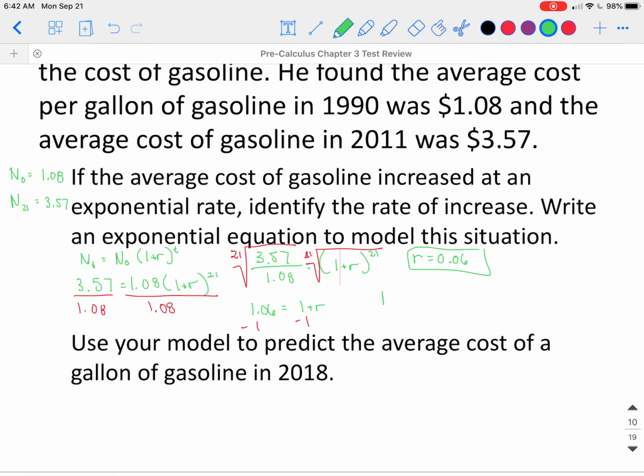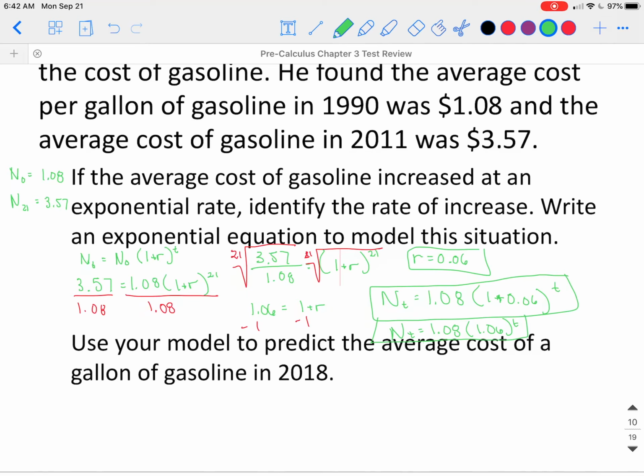Now we need to write the actual exponential equation. So we're going to plug that back in, and we're going to say n sub t is equal to n sub 0 times 1 plus r raised to the t power. You can leave it in this form, or if you want to simplify it and write it as n sub t is equal to 1.80 times 1.06 raised to the t power, that would be acceptable as well.